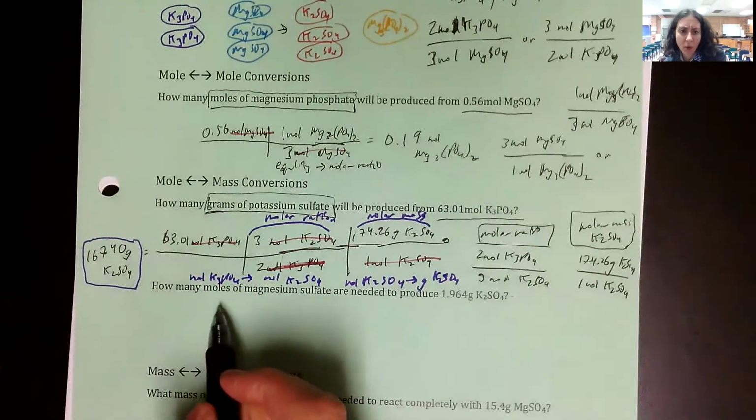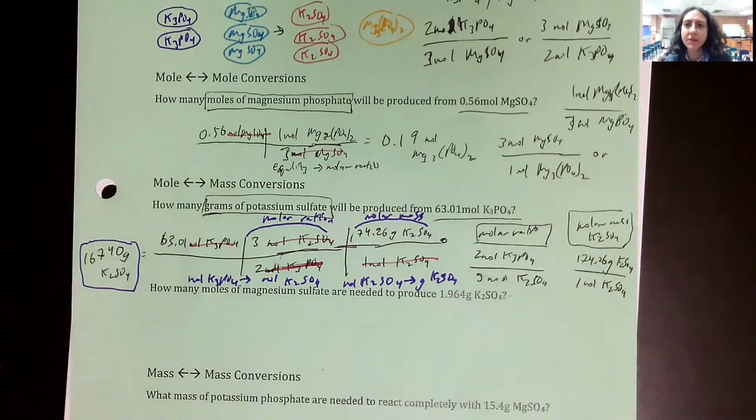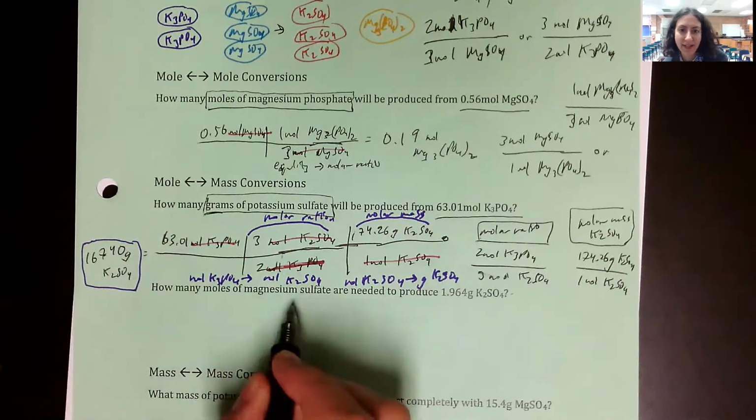So how many moles of magnesium sulfate are needed to produce, hold on just 1 second. Oh no, we're good. Okay, perfect.